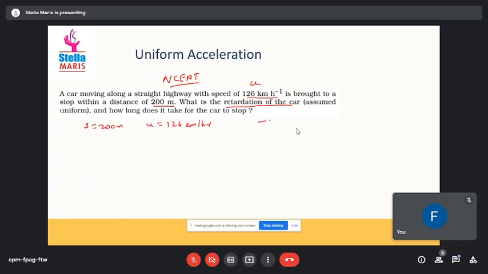That is a negative acceleration, retardation of the car. How long does it take to stop? So as you know, it is brought to a stop. So that means V is equal to 0. Final velocity is equal to 0. So can you find this now?